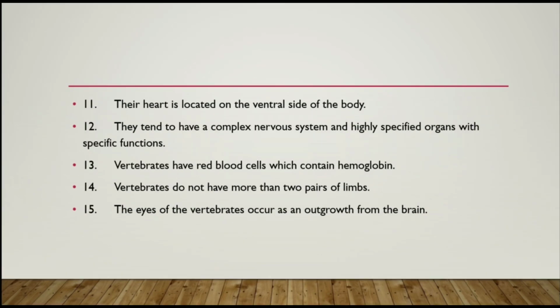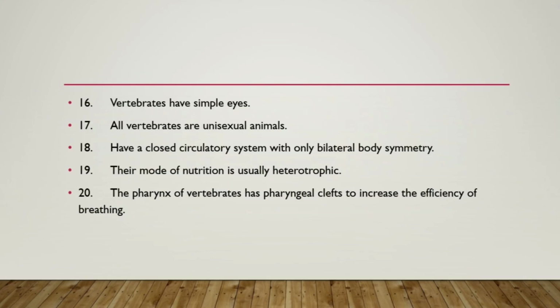Their heart is located on the ventral side of their body. The ventral side refers to the front or lower side. They have a complicated nervous system and highly specialized organs that perform specific functions. Vertebrates also have red blood cells which contain hemoglobin. They do not have more than 2 pairs of limbs, and then the eyes of vertebrates develop as a result of the brain's activity. Vertebrates have simple eyes.